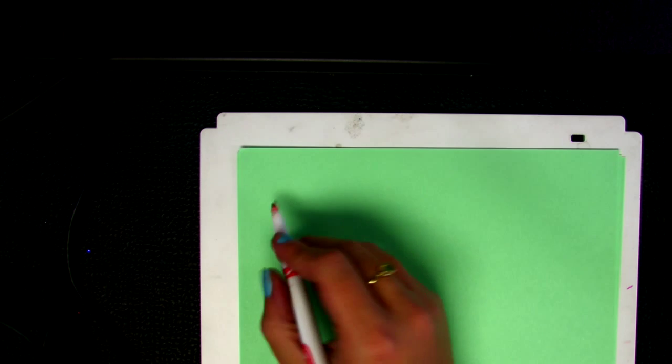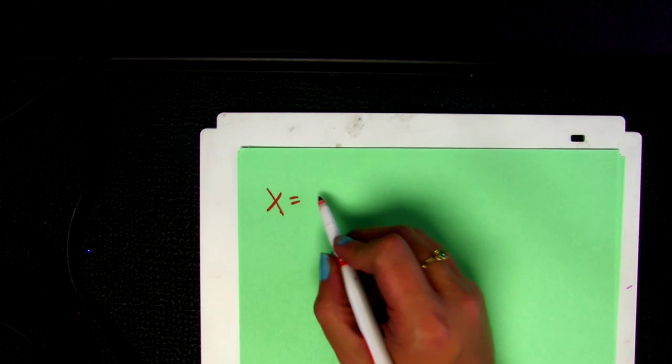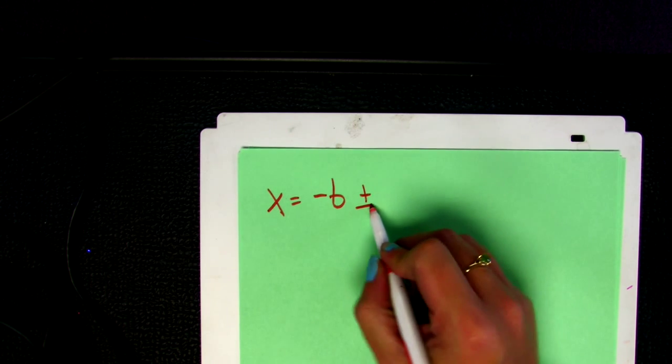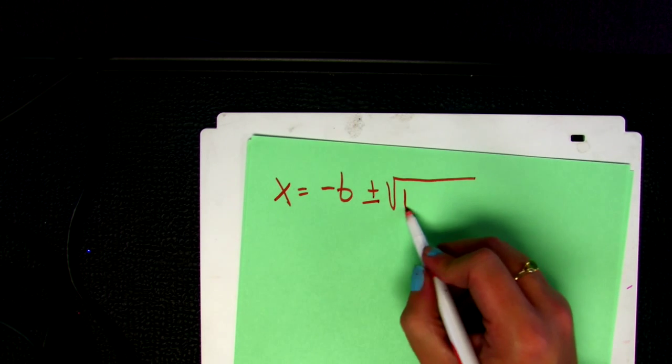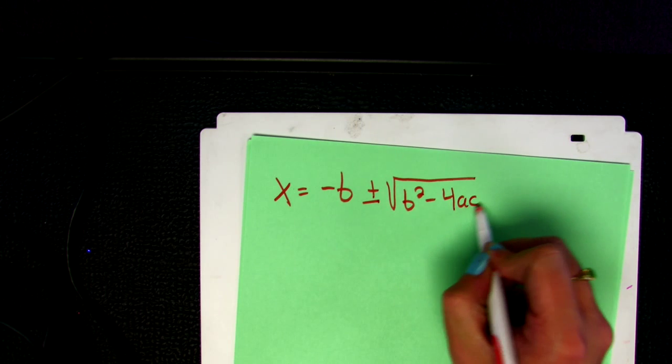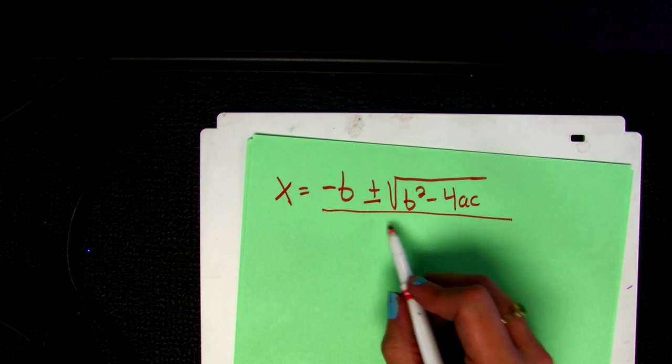So that was the proof. You need to be able to replicate the proof and be able to do it yourself. So you should be able to take the quadratic equation and complete the square and solve for x. And when you do, you get the quadratic formula, which again is x is equal to negative b plus or minus the square root of b squared minus 4ac all over 2a.